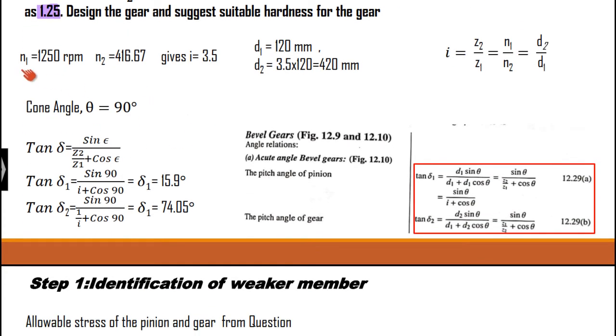We will write down N1, N2. The gear ratio is given. So using the gear ratio, we can easily calculate the diameter D2, which is 420 mm. If they give you the value of center distance, you can use the equation A is equal to (D1 plus D2) by 2, and using the gear ratio you can easily substitute and get the values of D1 and D2. You are all very familiar with the type 2 questions which we have solved in the helical gear as well as the spur gear. This is also very similar.